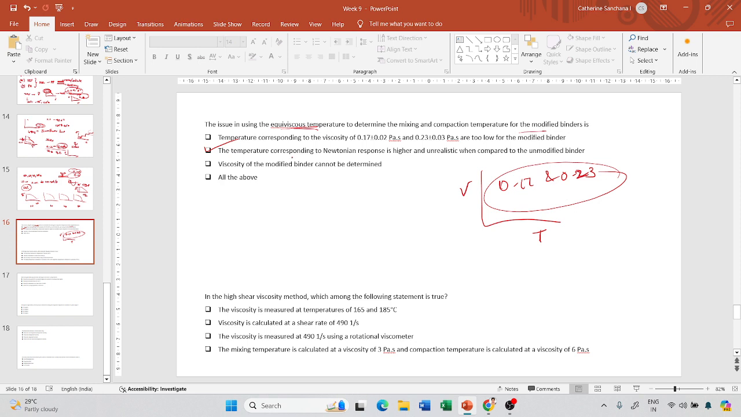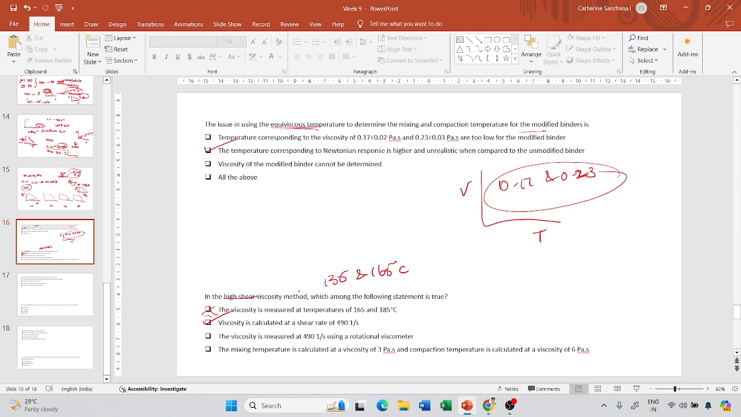Okay. We just saw what a high shear viscosity method is. So the viscosity is measured at temperatures of 165 and 185 degrees Celsius. No, it is measured at 135 and 165 degrees Celsius. Viscosity is calculated at a shear rate of 490 second inverse. Yes, right? You fit an inverse power law model to the curve and you find out the viscosity corresponding to a high shear rate of 490 second inverse.